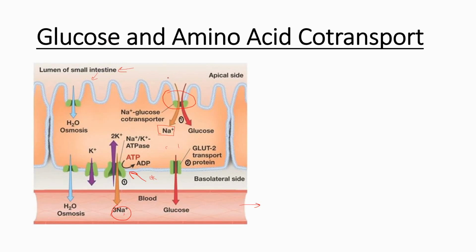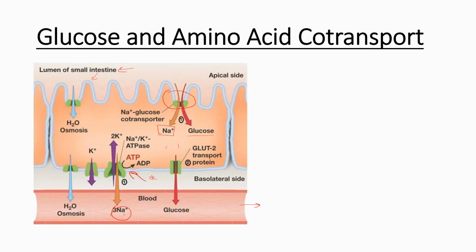And so sodium can diffuse in down this diffusion gradient into the cell. As it does this, this is coupled to transport of glucose here against the concentration gradient. So here the glucose inside the cell builds up, and because the concentration inside the cell is higher than in the lumen, the glucose needs to be actively transported.